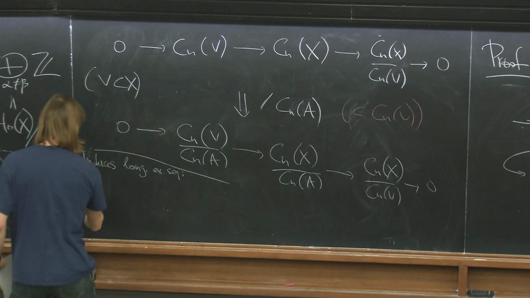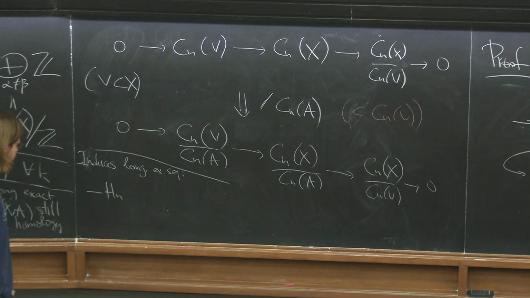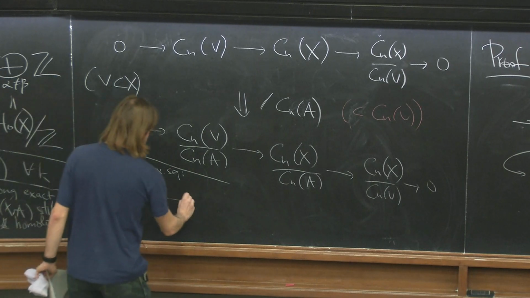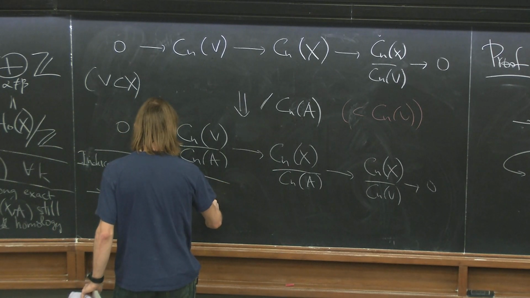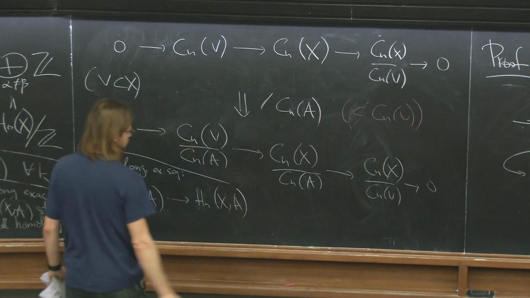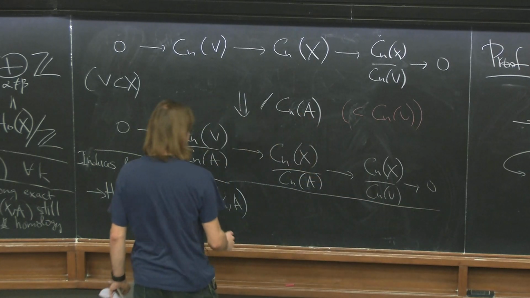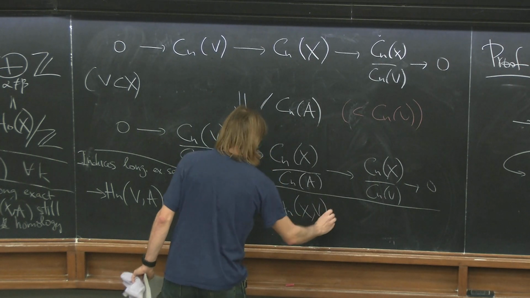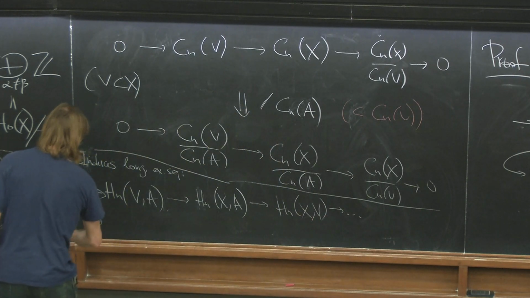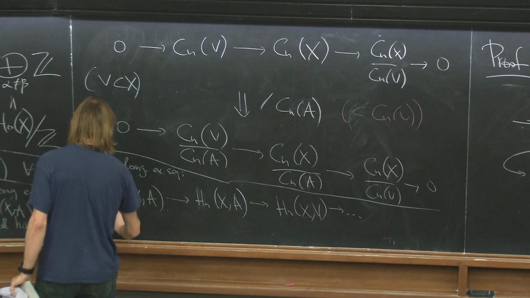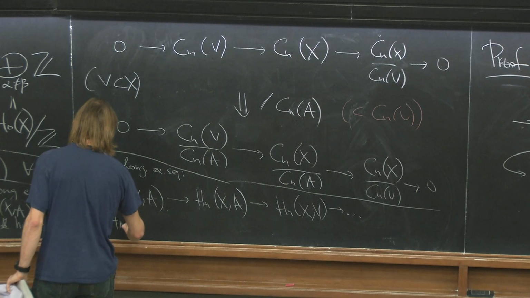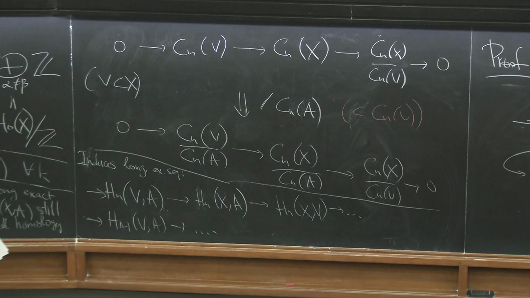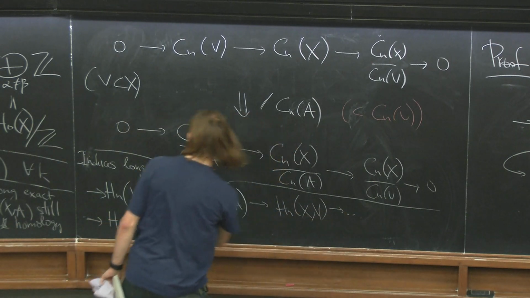namely for this quotient we have a homology group of V relative to A, and then we go to the homology group of X relative to A, and then we go to the homology group of X relative to V, and then we use this general construction which tells us there is a connecting homomorphism which takes us to H_{n-1}(V, A), and then we continue. Okay, so this just takes us here.